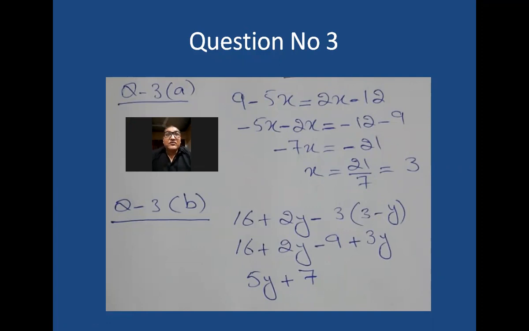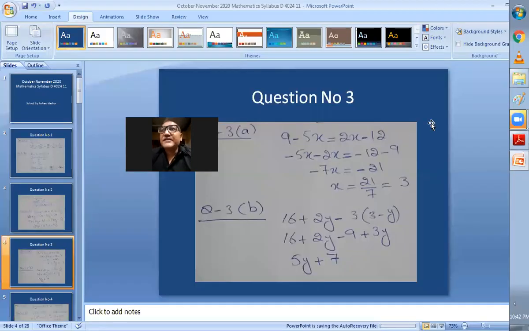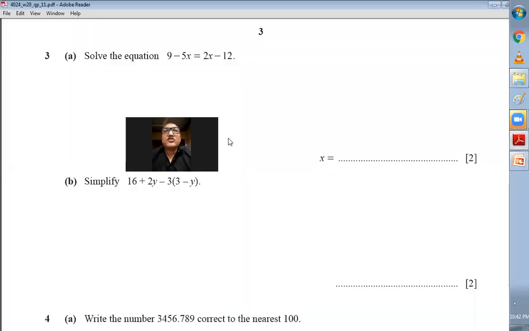So bring the terms which have x on the same side. So we have minus 5x minus 2x equals minus 12, and this 9 will go on the other side. It will become minus 9. So you have minus 7x equals minus 21. Minus minus will be cancelled. So x will be equal to 21 by 7, and so x will be equal to 3. So hope you have understood this. Let's move to the next question.